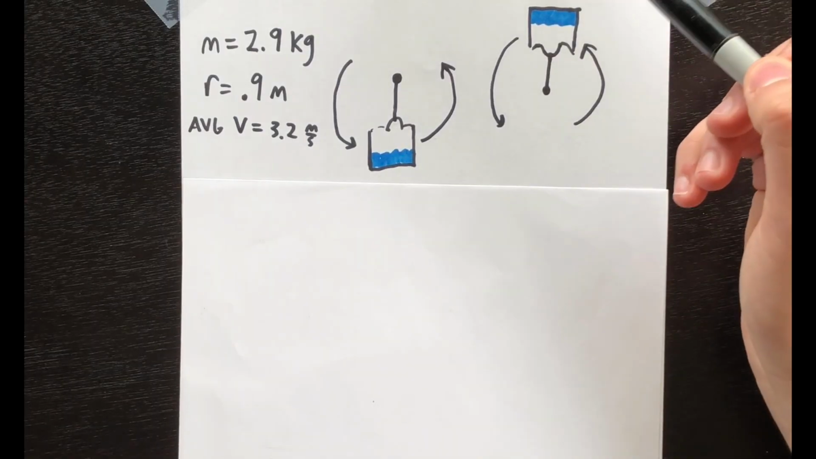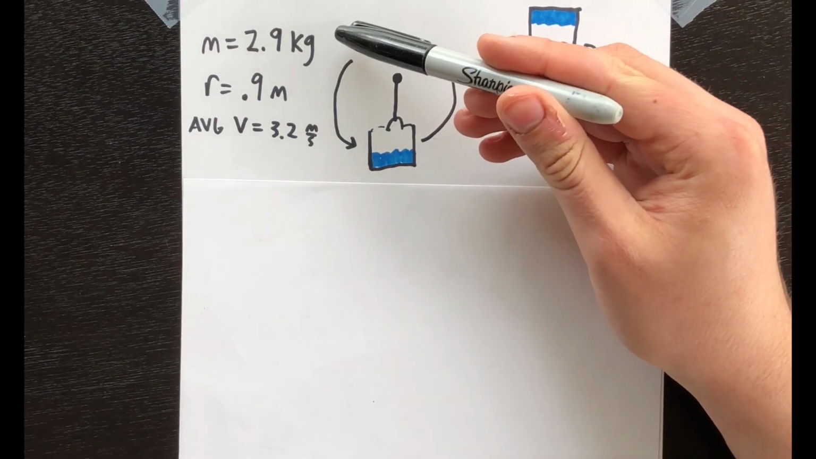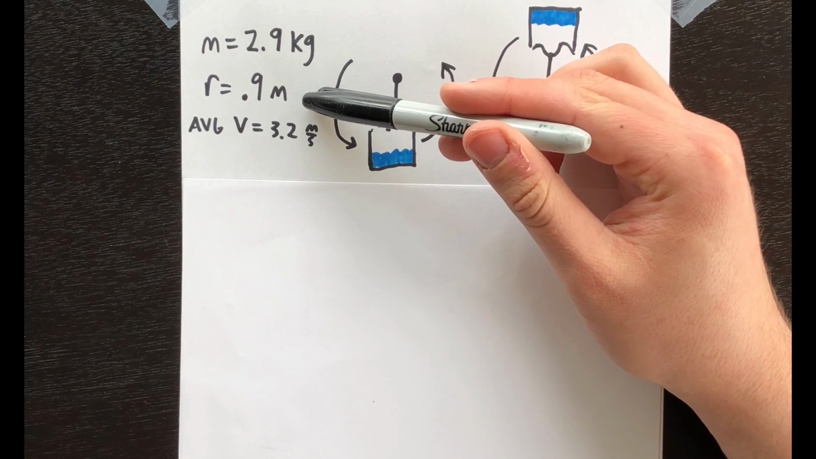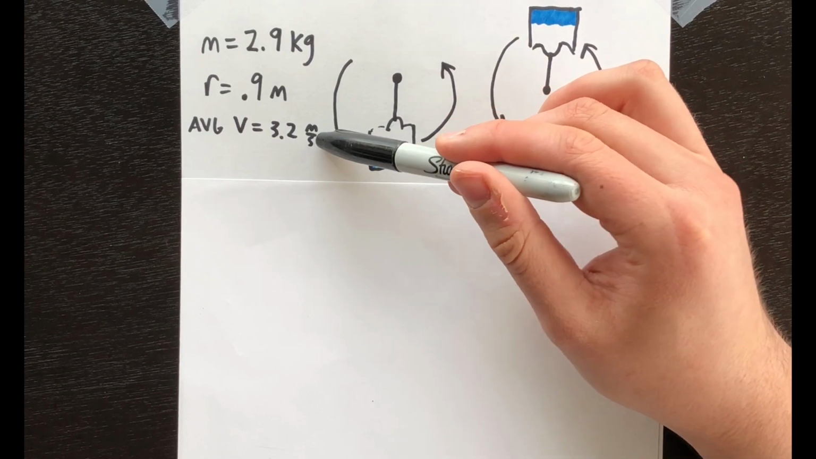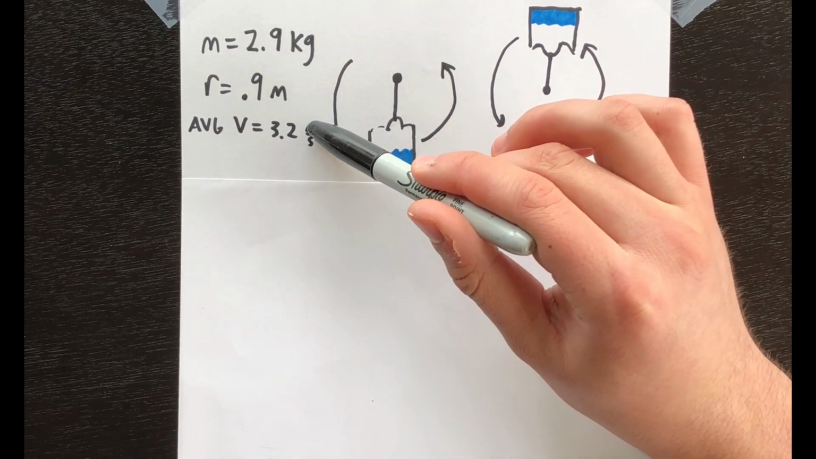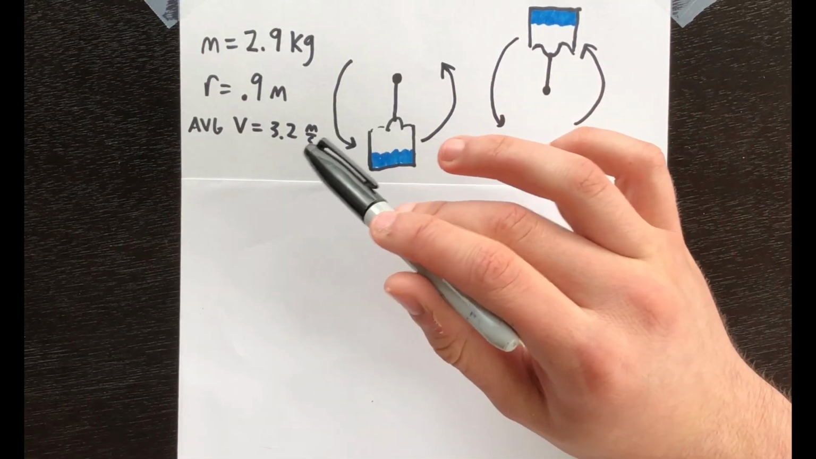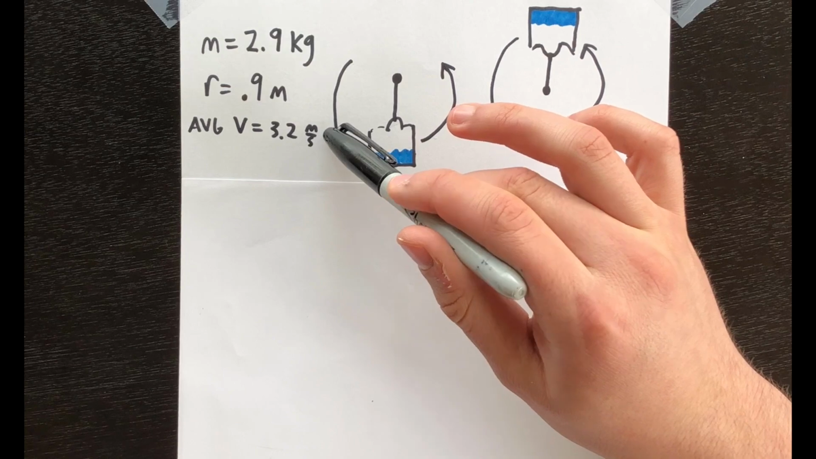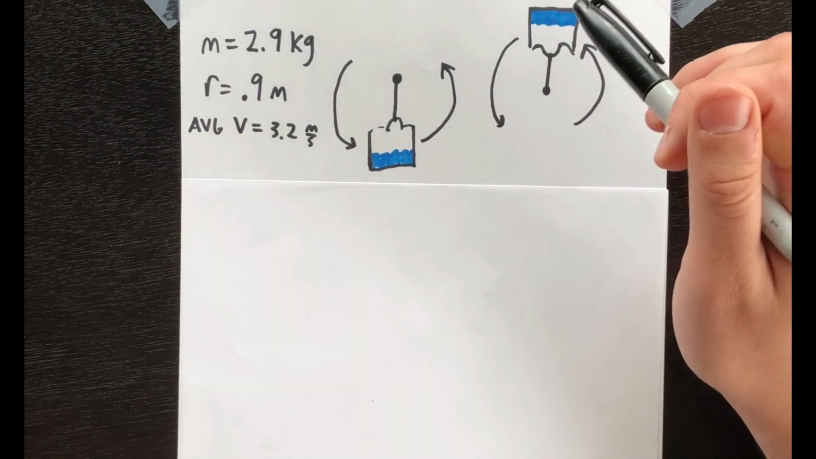We'll use numbers from take 2. So the mass of the water was about 2.9 kilograms. The radius between where I was holding it and the center of mass of the water is about 0.9 meters. And then the average velocity as it goes around is about 3.2 meters per second. And I just found that by circumference over the time it took to do one circle. The velocity doesn't stay constant the entire time, and we'll talk more about that later, but for the purposes of starting off, the average velocity works just fine.